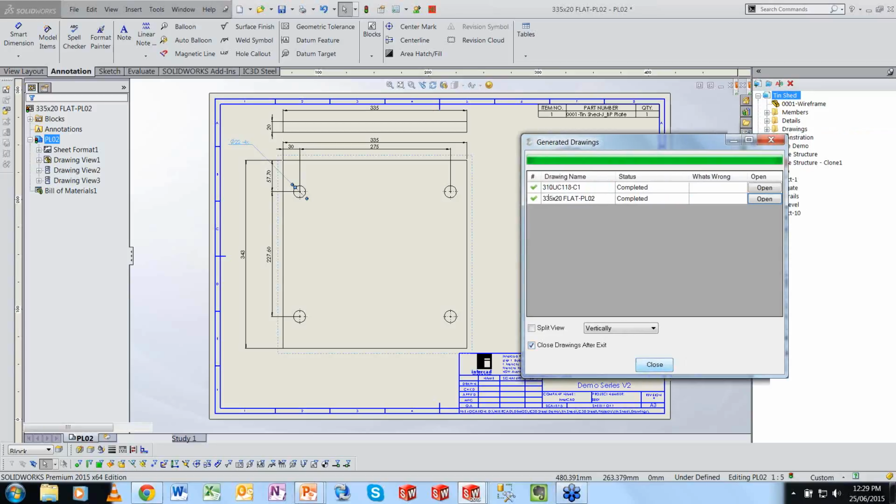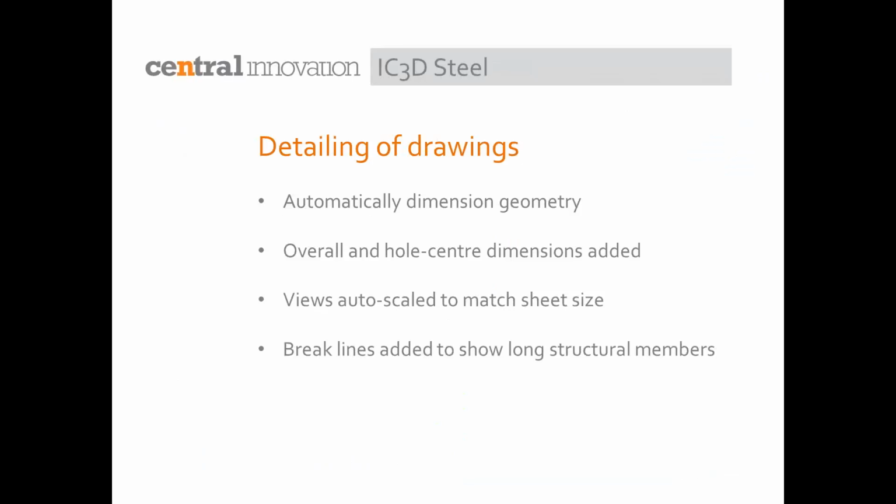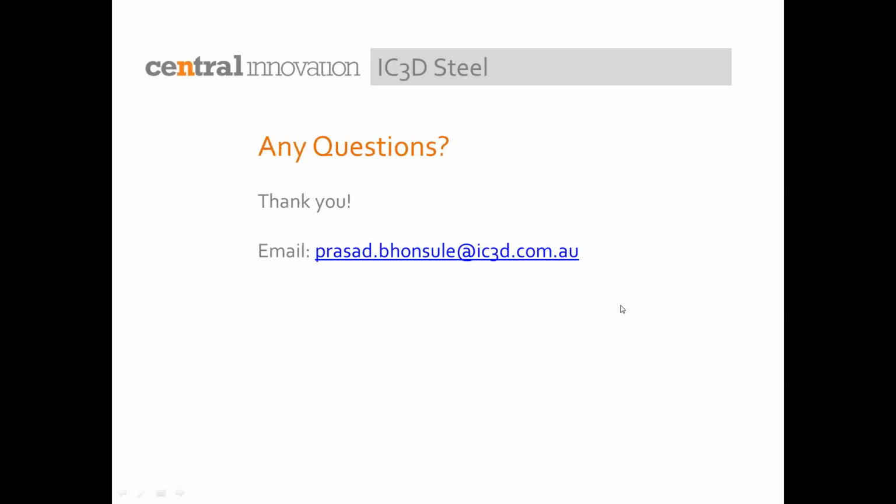All right, so that was basically what I wanted to show you in terms of the new features that have been added to IC3D Steel. So just a bit of a summary there. We've got the handrails module, which allows for automated handrail creation, which is parametric. It adds bends and it breaks where it needs to or ends the handrail. And we've got this automatic detailing of drawings to add overall hole center dimensions to geometry, automatically scale the views, and add break lines to better show long structural members as well. So that's really what I wanted to go through in this webinar.